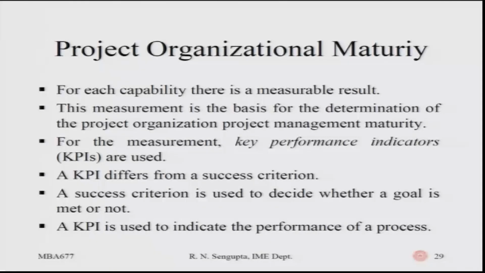For each capability, there is a measurable unit when you are trying to consider the project organization maturity. This measurement is the basis of the determination of the project organization's project maturity. So, for measurement, the key performance indicators are utilized. The key performance indicators for a social perspective may be the maximum number of enrollments, or, for example, you are trying to give electricity connections. So, cost is not important; you want to have electricity implemented at different points. So, you will try to analyze the project such that the maximum number of households are connected through the electricity grid.